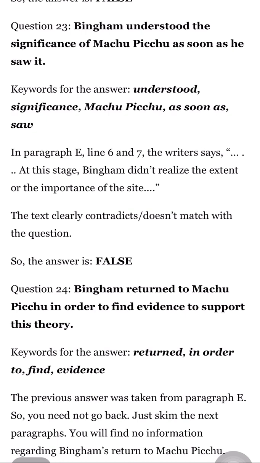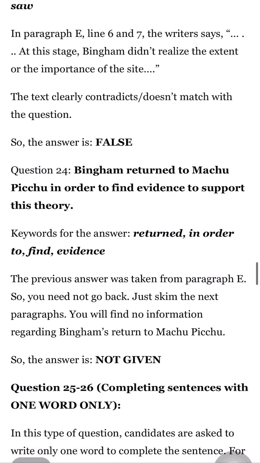Question 24. Bingham returned to Machu Picchu in order to find evidence to support this theory. Keywords for the answer: returned, in order to, find, evidence. The previous answer was taken from paragraph E, so, you need not go back. Just skim the next paragraphs. You will find no information regarding Bingham's return to Machu Picchu, so, the answer is not given.